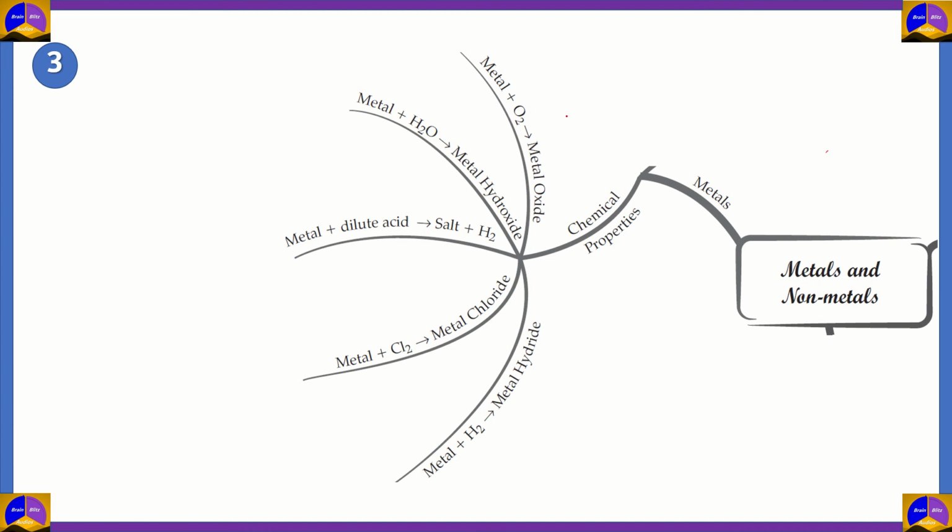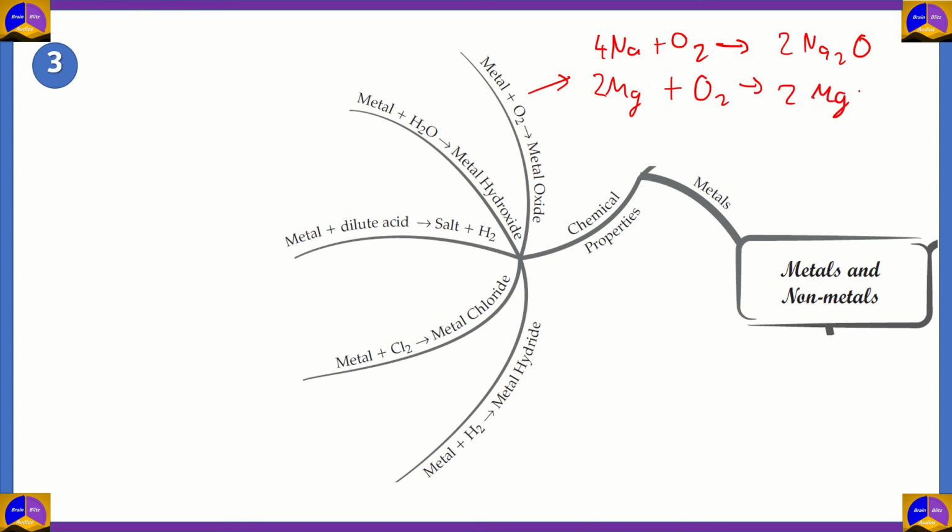Well, when you react metals with oxygen, you form metal oxides. An example for this is the formation of sodium oxide: 4Na + O2 gives you 2Na2O. If you look at the case of magnesium, 2Mg + O2 gives you 2MgO. So metals form metal oxides when reacted with oxygen, and most of these metal oxides are basic.